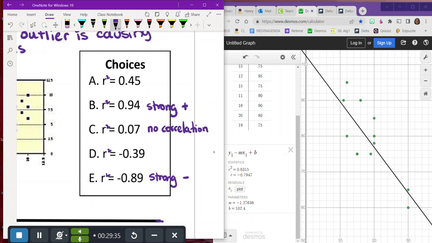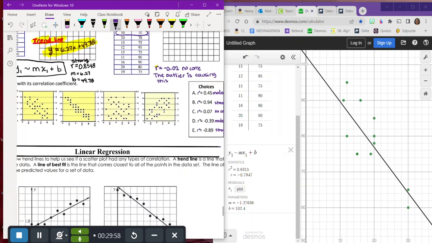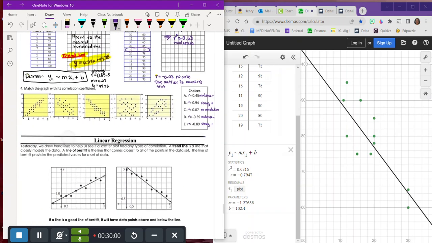Okay. And this one would be moderate positive. Do you know what I'm talking about when I say moderate positive, moderate negative, strong? Everybody, do we know what we're talking about when we're saying strong, moderate, no correlation? Because that was yesterday's lesson. Okay. Now, match them.